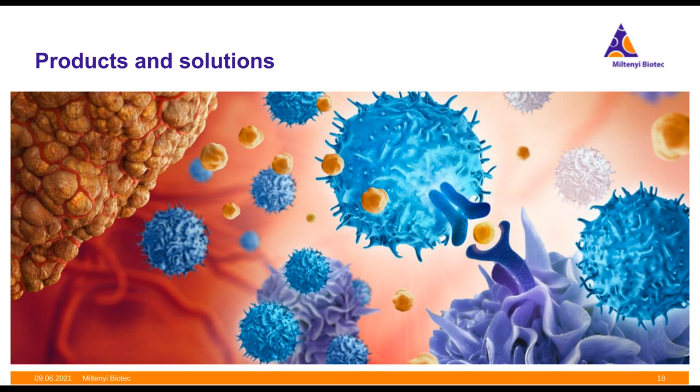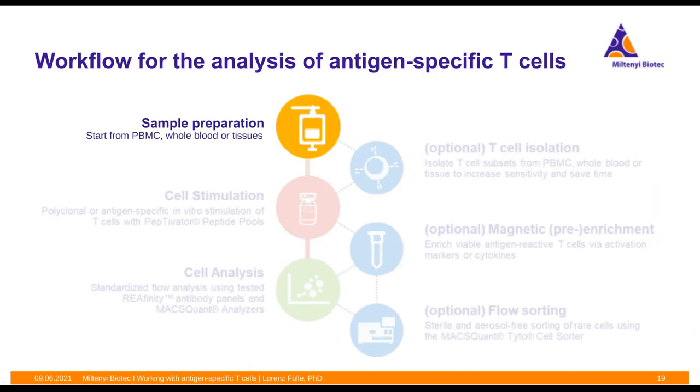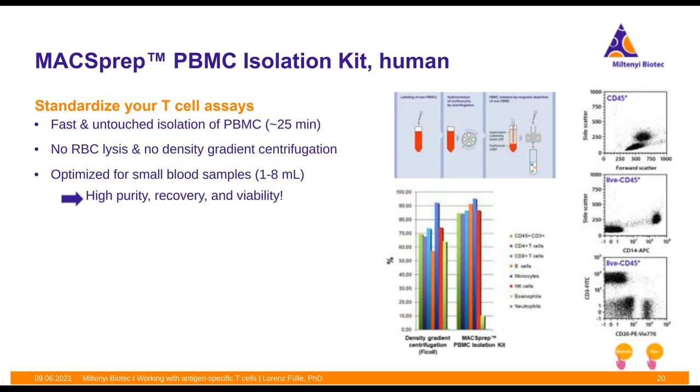Now let's continue with our products and solutions. For sample preparation, we could start, for example, with PBMCs. And for the isolation of PBMCs, we offer the MACSprep PBMC Isolation Kit. This kit provides a very fast and untouched isolation of PBMCs in about 25 minutes. And you do not need to lyse your red blood cells or perform any density gradient centrifugation.